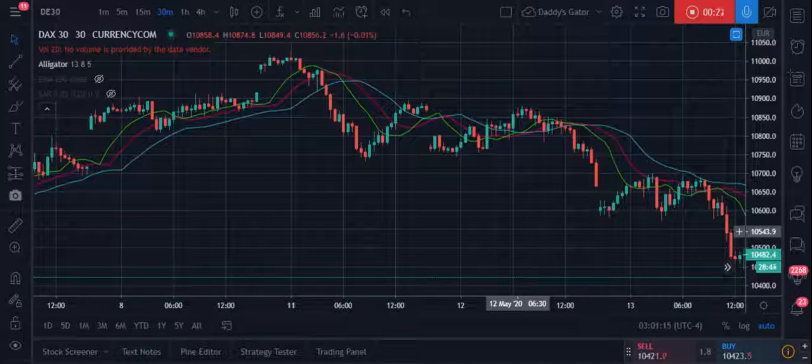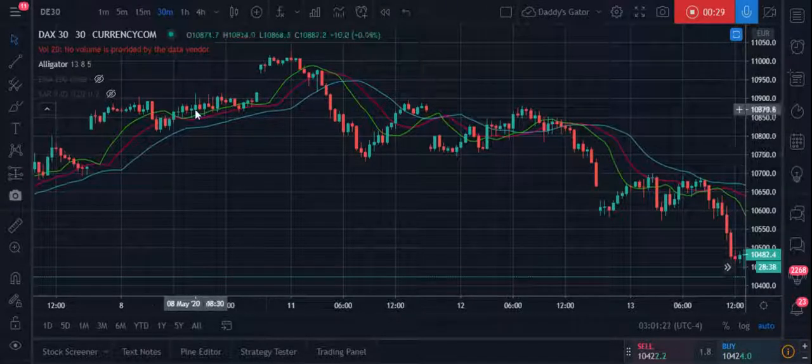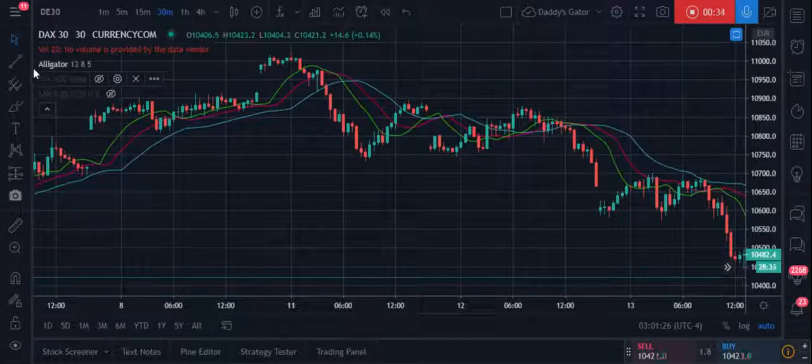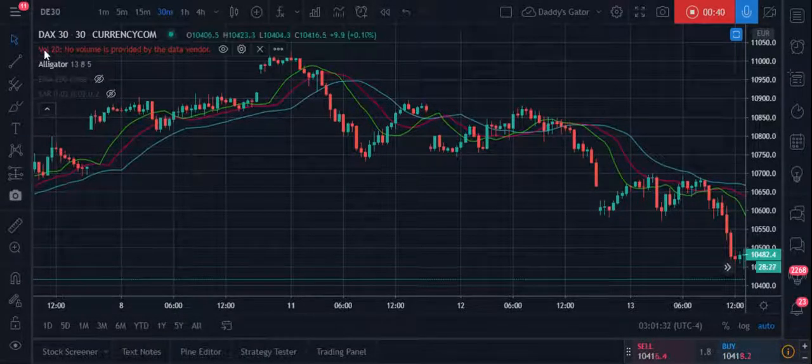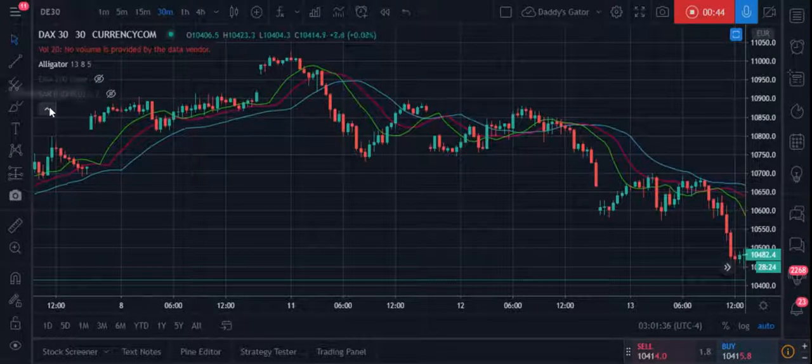A lot of you guys in my group, the Wolf Gang, have been asking me to give a tutorial on the alligator, and I've been meaning to for the past week or two, so this is it. And as you guys can see, this is the only indicator that I have up on my screen now.